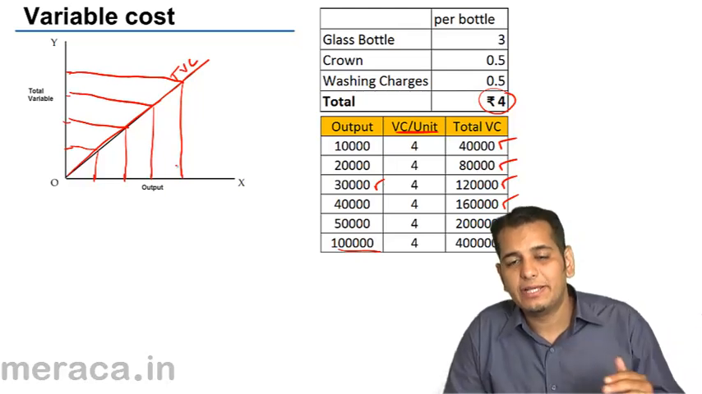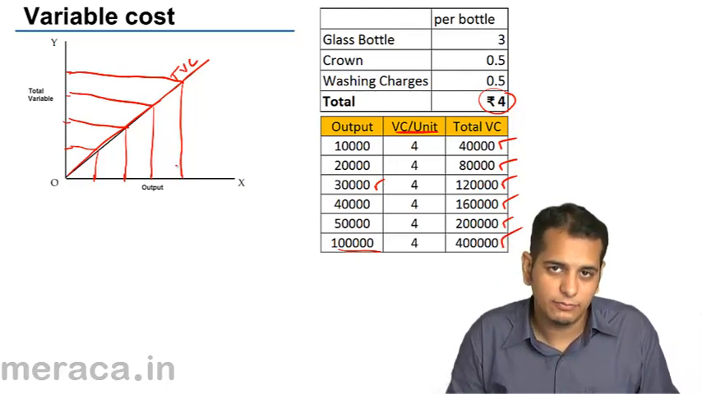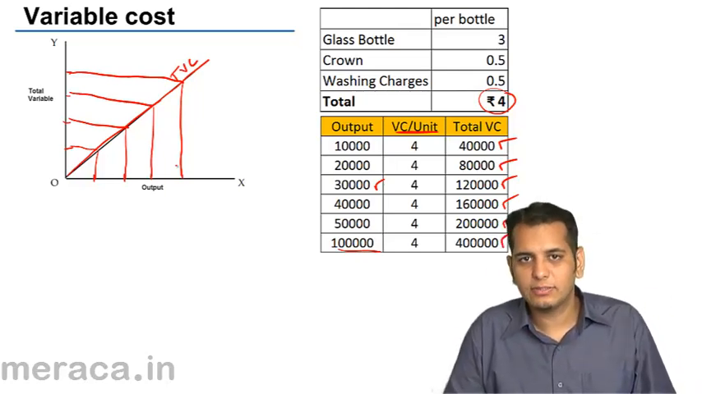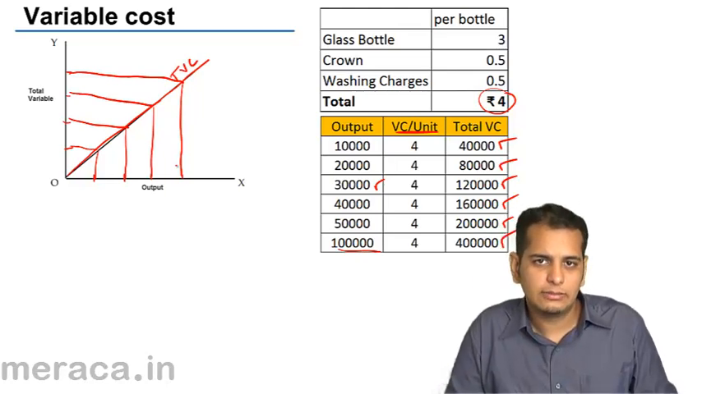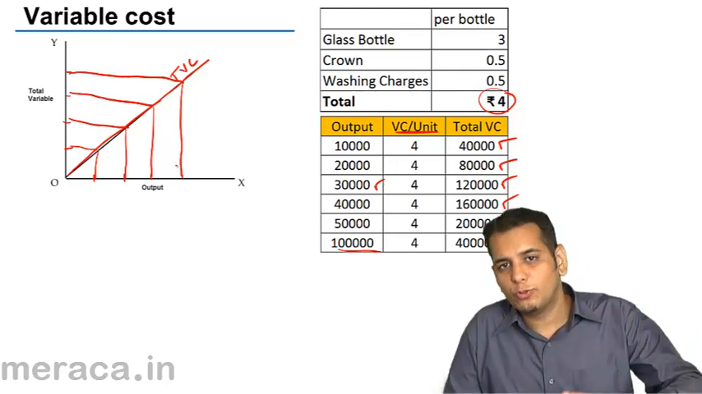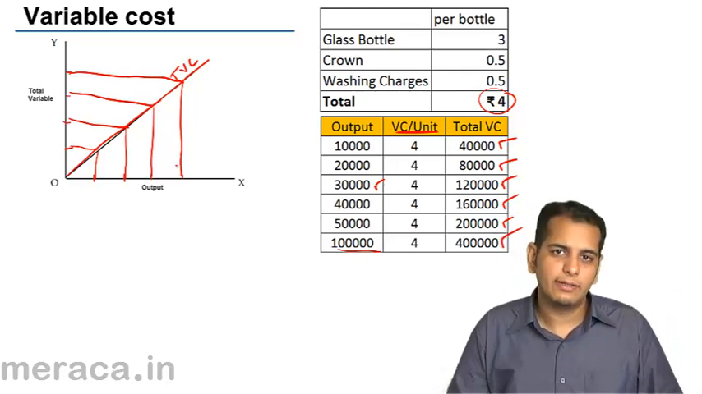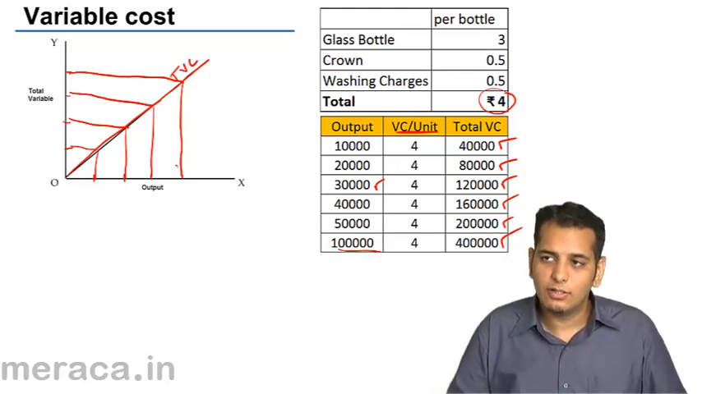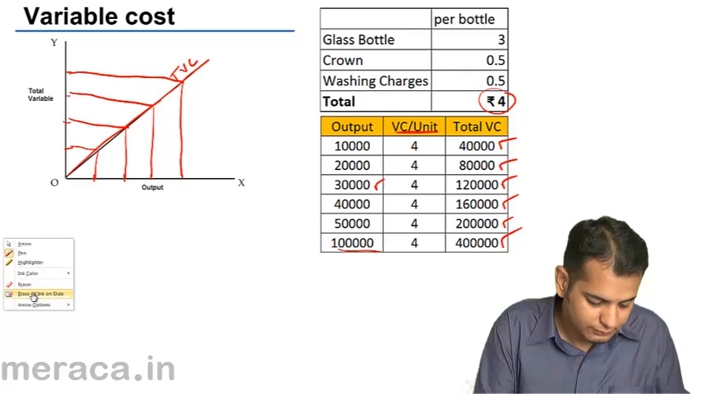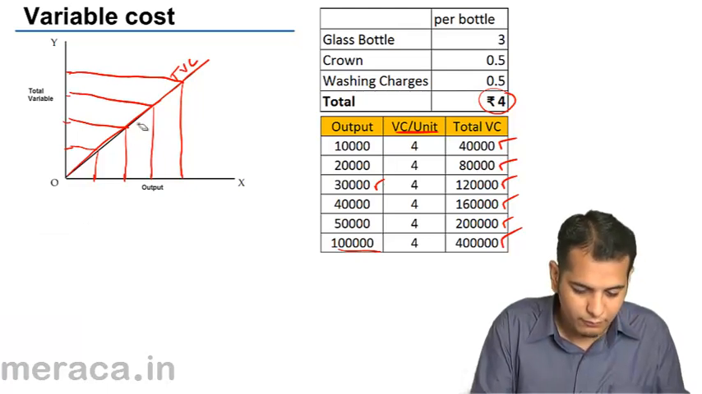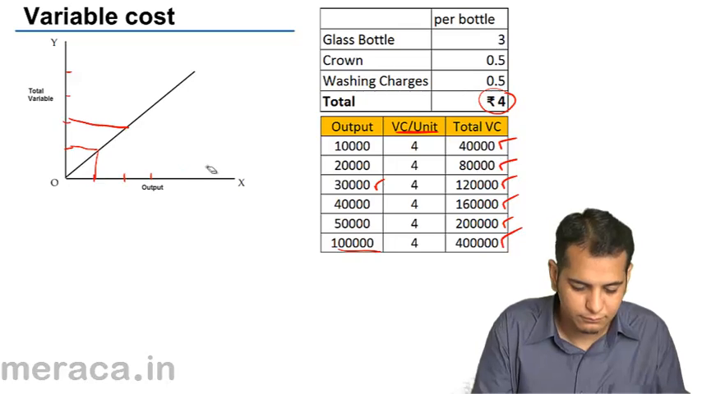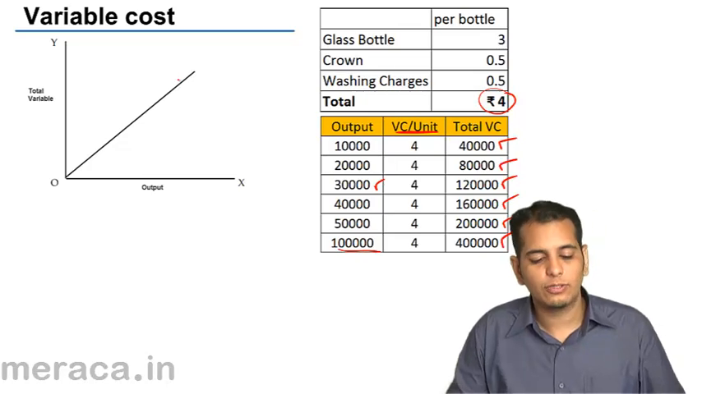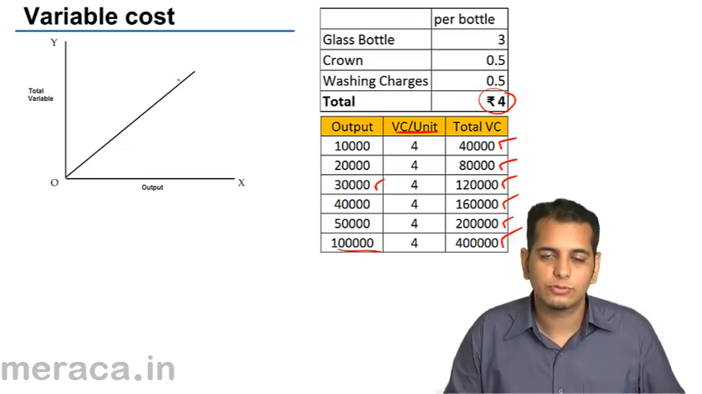So it shapes like the supply curve. Since the quantity supplied is directly related to the price, the supply curve slopes upwards. In the same way, the total variable cost is also directly related to the output, and thus the total variable cost curve slopes upward. So this is how the total variable cost curve looks.